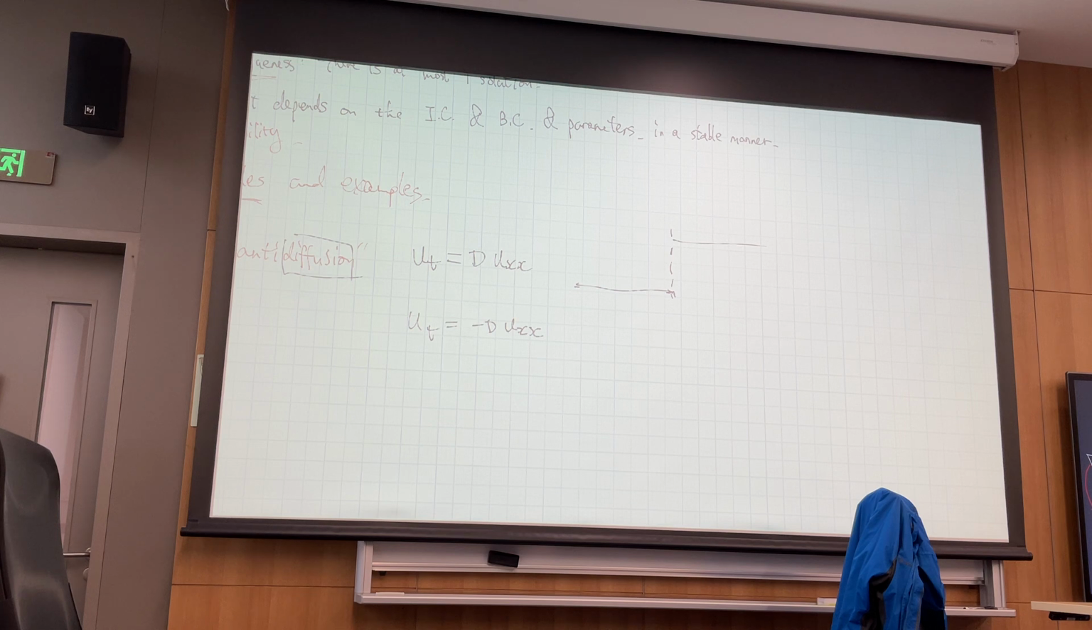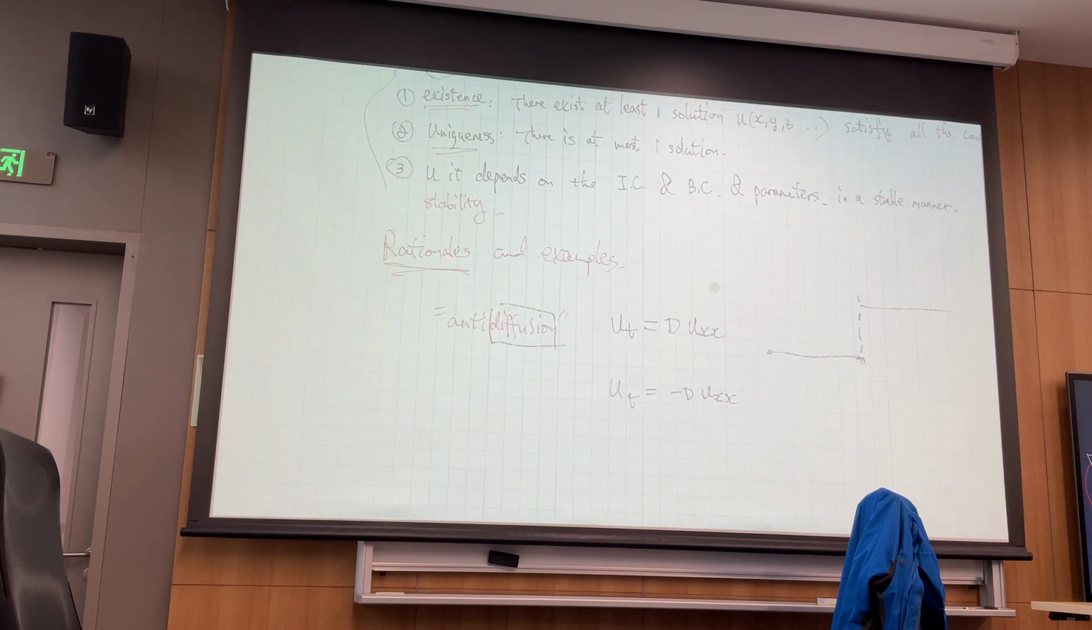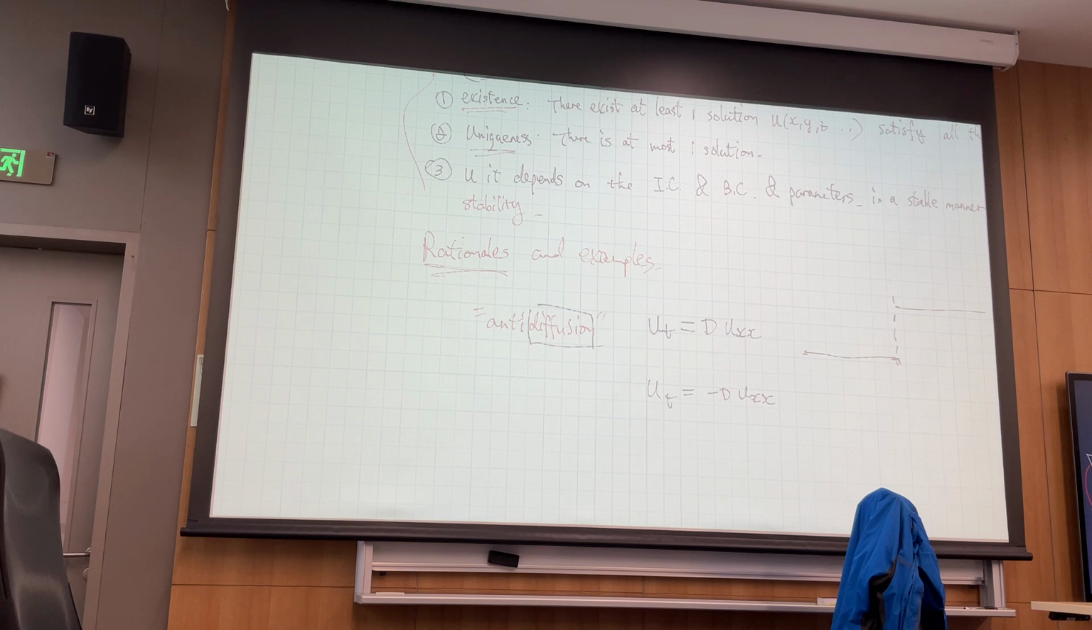So if there is diffusion, there should also be anti-diffusion. But any anti-diffusion is going to violate a physical law that the density of mass cannot be negative. Because the density of mass over here is already at zero. How can it continuously decrease? That's impossible, right? So under this kind of initial condition, the solution doesn't exist.